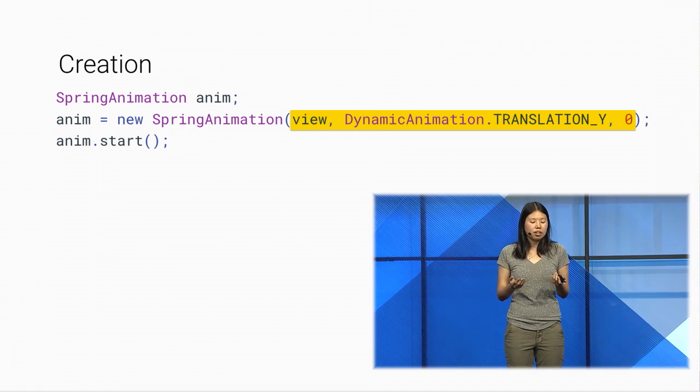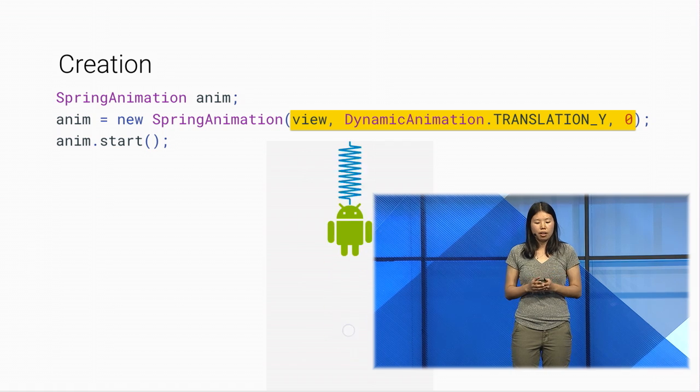Now we're ready to start. So this animation would animate the view from whatever translation that it had at the start of the animation back to 0. And here's what it looks like.